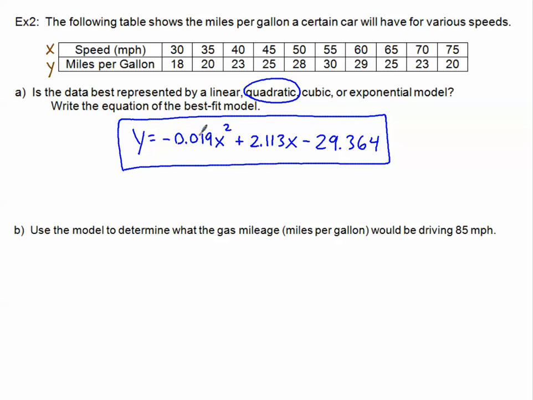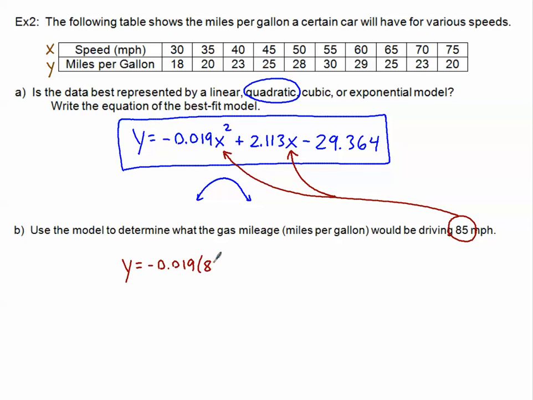I knew that a, the leading term, had to be negative because this was ultimately an upside down parabola, an upside down quadratic. And now let's use this to predict. It says use the model to determine what the gas mileage, miles per gallon, would be if you're driving 85 miles per hour. Again, we have to figure out what variable 85 miles per hour is. 85 miles per hour would be the x. So I'm going to plug the 85 in where I see x in our prediction equation. So y is going to equal negative 0.019 times 85 squared plus 2.113 times 85 minus 29.364.